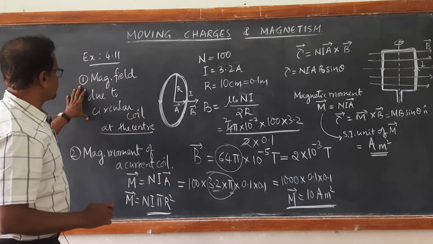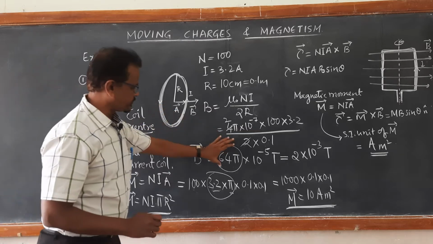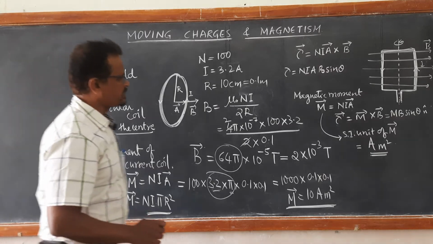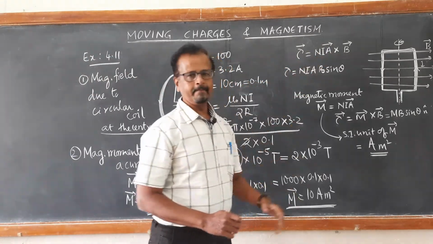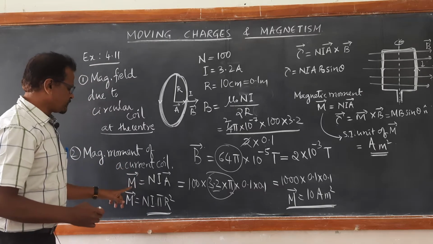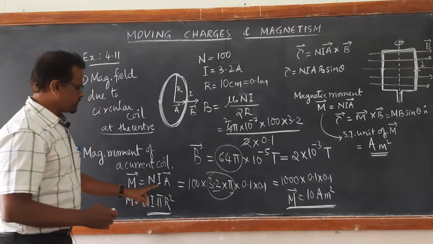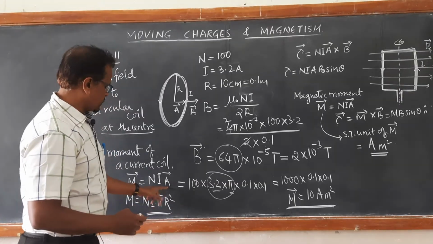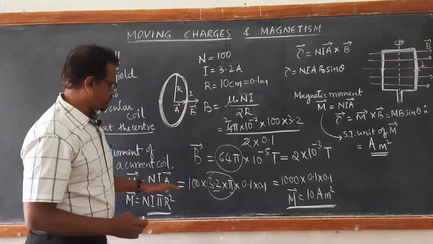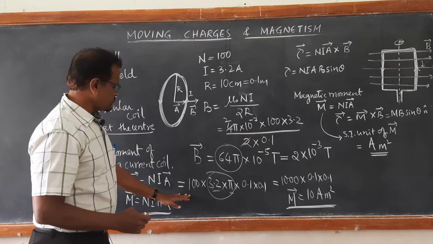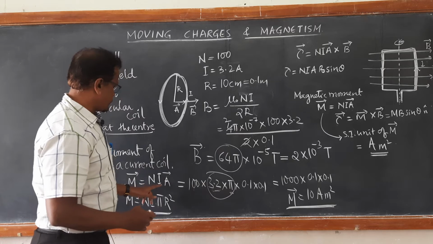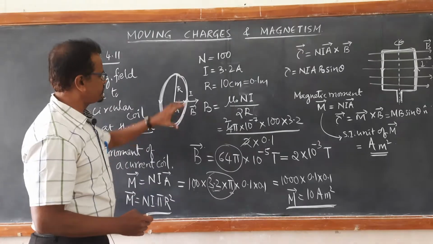So, magnetic field due to the circular coil at the center we have calculated, right. Now, the magnetic moment of the current carrying coil, as we have written magnetic moment as NIA, very easily now it can be calculated. Magnetic moment M vector is equal to NIA vector. It is a vector quantity which acts in the direction of magnetic field of the coil itself, right. So, N equal to 100, current 3.2 into A, is the area of the circular coil.